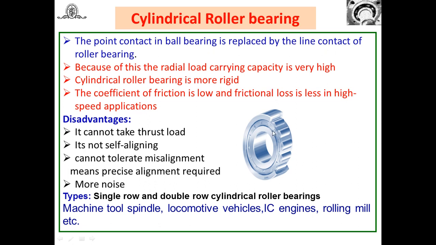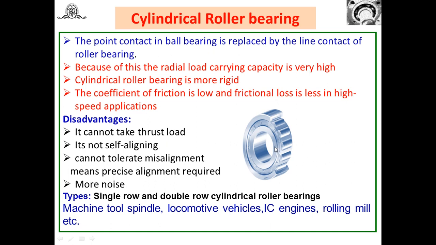And because of this, radial load capacity is going to increase, or it can take very high radial load. Compared with the ball bearing, the cylindrical roller bearing is more rigid, the coefficient of friction is low, and friction losses are less in high speed applications. Because of this, you will find cylindrical roller bearings are used in machine tool spindles, locomotive vehicles, IC engines, and roll mills, etc., where a heavy duty radial load is acting on it.